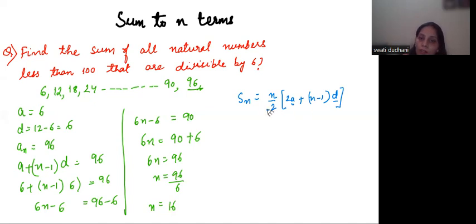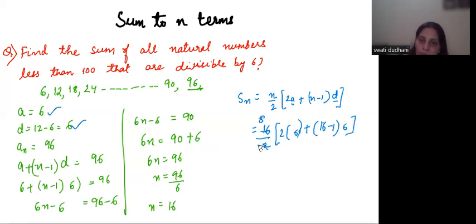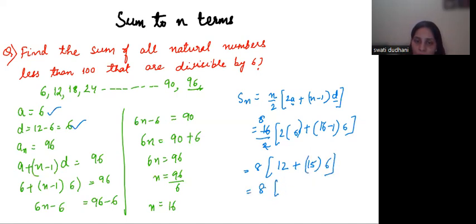Now we can find the value of sum to n terms. So Sn is n, that is 16 by 2, into the value of a, which is 6, plus n is again 16 minus 1, and the value of d is 6 again. So 2 eights are 16. So 8 into 2 into 6 is 12, plus 16 minus 1, 15 into 6. 8 into 12 plus 15 into 6 is 90. 8 into 102, which is 816.